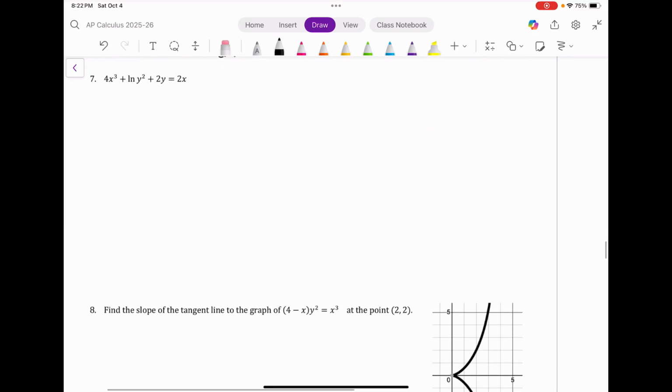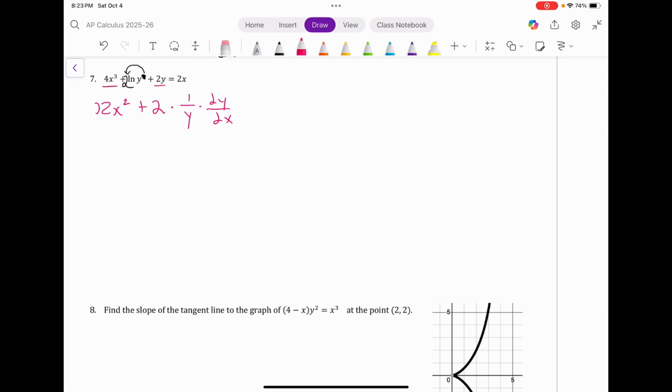Okay, let's try 7. So we want to take the derivative of both sides. So the derivative of 4x cubed is 12x squared. Okay, the derivative of natural log of y. Before we do that, let's rewrite this where the 2 is up front. So I'm going to put the 2 there and just get rid of that exponent. Okay, so what is that derivative? So it'd be plus 2, times 1 over y dy dx.